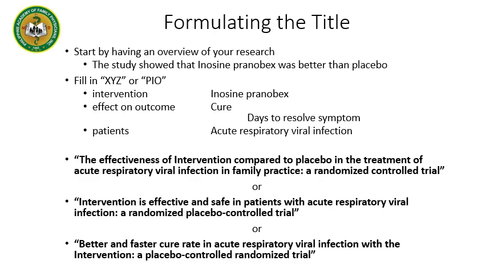So these are example titles: the effectiveness of intervention compared to placebo in the treatment of acute respiratory viral infection, family practice, a randomized trial. Or you can also say this: intervention is effective and safe in acute respiratory viral infection, a randomized controlled trial. Or better and faster cure rate. And then you can ask somebody to choose.